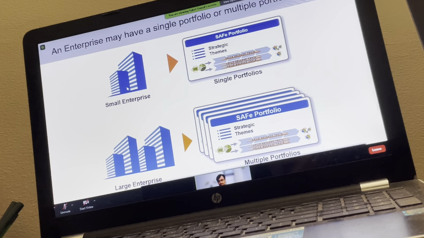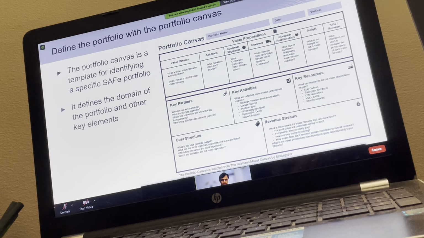So in a small organization, we may have just one SAFe portfolio. In a large organization, which is most likely the context of SAFe, we may have multiple SAFe portfolios, which means credit card having 50 applications, retail banking having 30 applications, maybe another customer support area having another 20 applications, and there is a group of people who are working there and managing and running that particular portfolio. So that's a SAFe portfolio.